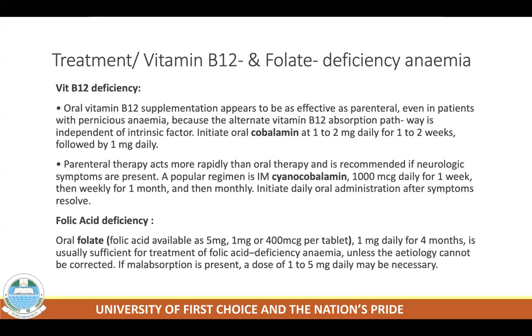In terms of treatment for vitamin B12 and folate deficiency anemia, for vitamin B12 deficiency, of course, it is supplementation with cyanocobalamin. Oral B12 supplementation appears to be as effective as parenteral, so usually there is no need.